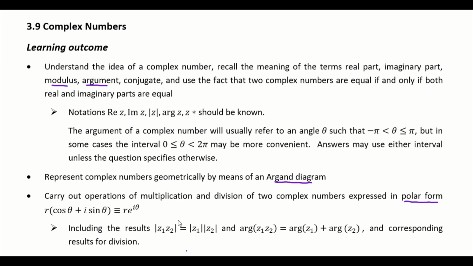Then we also understand for the last part when we talk about the operation for multiplication and division. If you want to find the modulus of the multiplication of two complex numbers, then we can straight away multiply the moduli. And if we try to find the argument for multiplication, then we add the two individual arguments together. If it's division, then it's divide for modulus, then minus for argument. So this is the whole idea for this lesson.